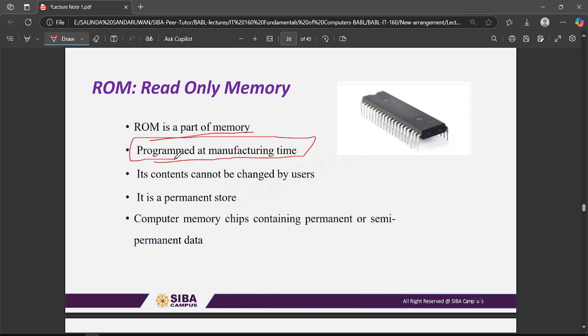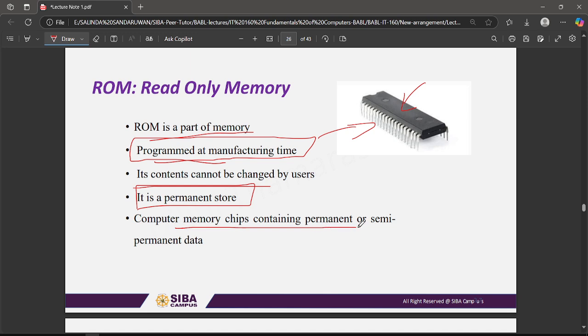So programmed at manufacturing time means this is placed by the manufacturer of the computer, and we can't change it. You can't program it. It's a permanent store. Yes, it's fixed. The manufacturer is the one who programs it. Imagine it's from Dell, a Dell motherboard. The Dell company has input some instructions and data for this chip.